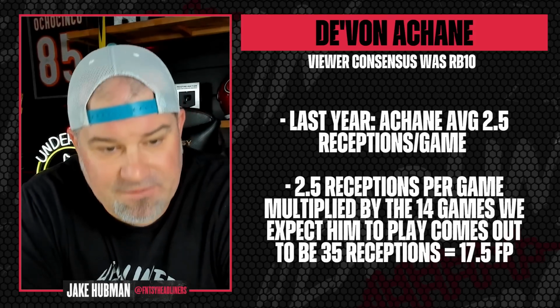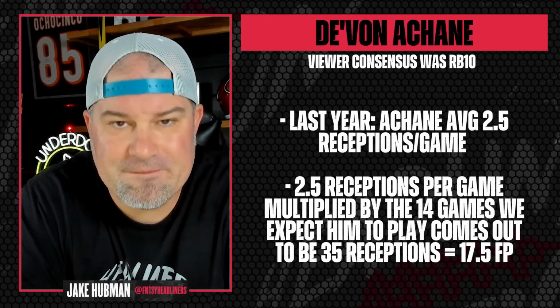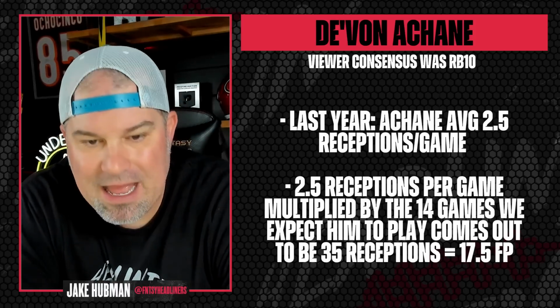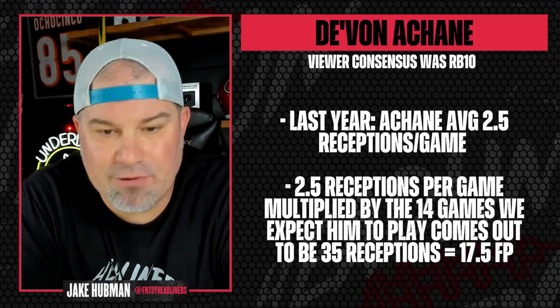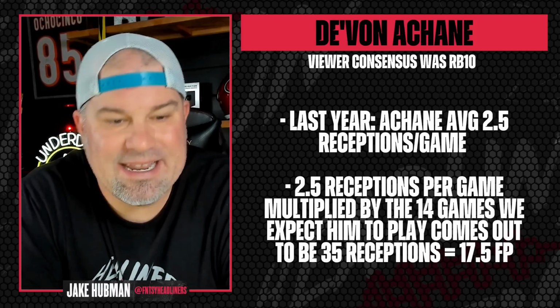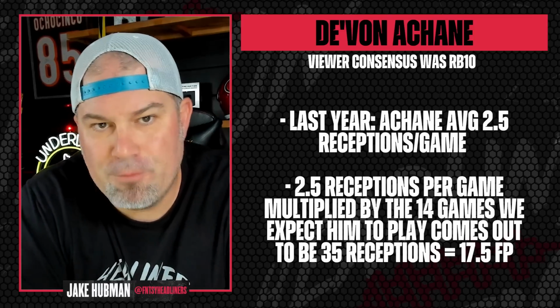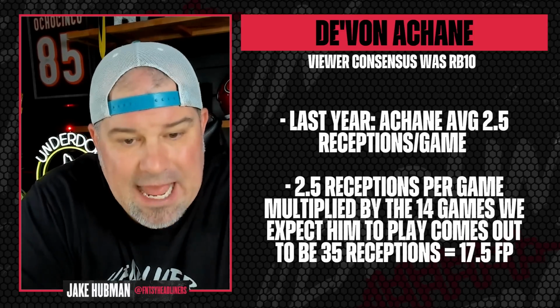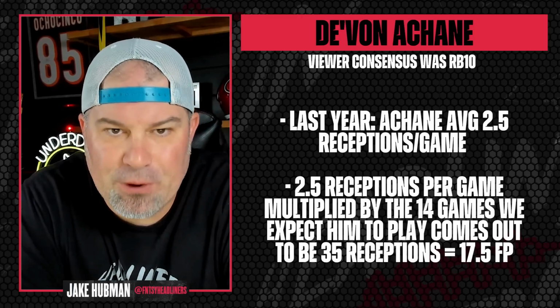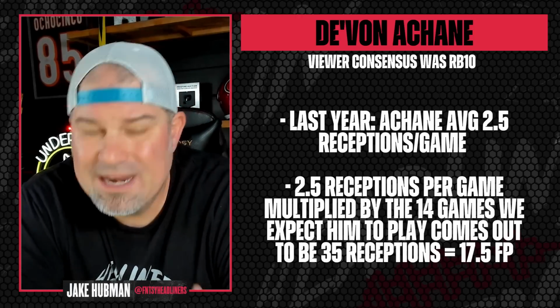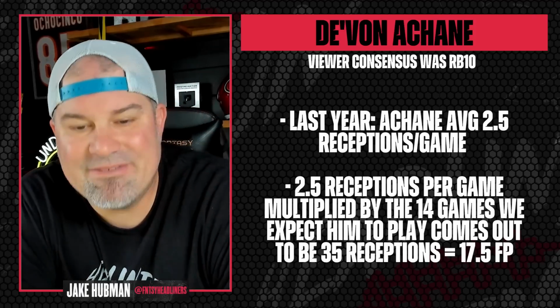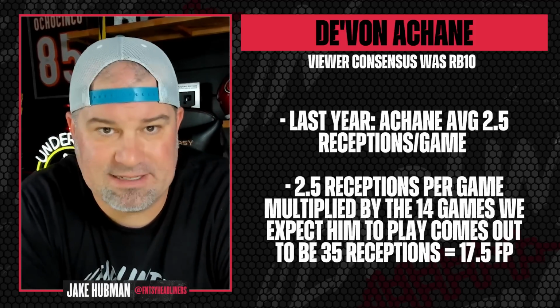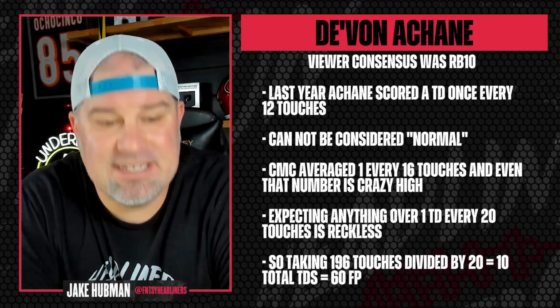Now, last year, De'Von Achane averaged 2.5 receptions per game. I really don't see that number increasing much once again here in 2024. So 2.5 receptions per game multiplied by the 14 games played comes out to be 35 receptions, or in half PPR scoring, 17.5 fantasy points. So really, now it's only down to touchdowns.